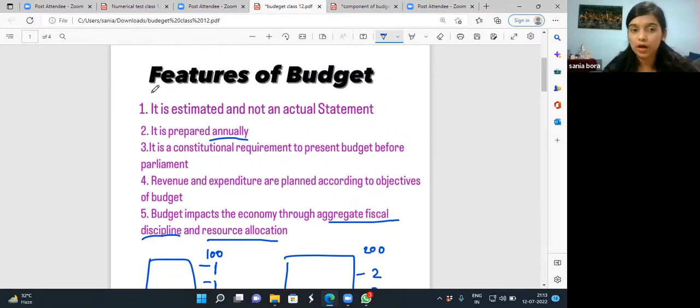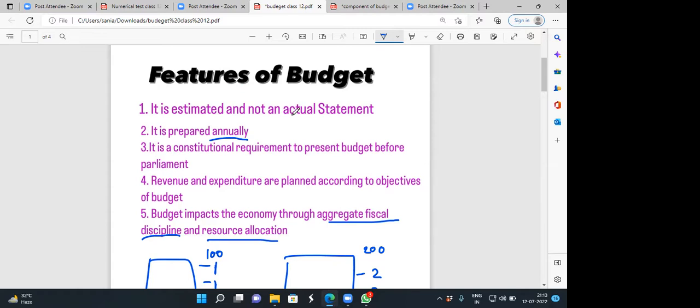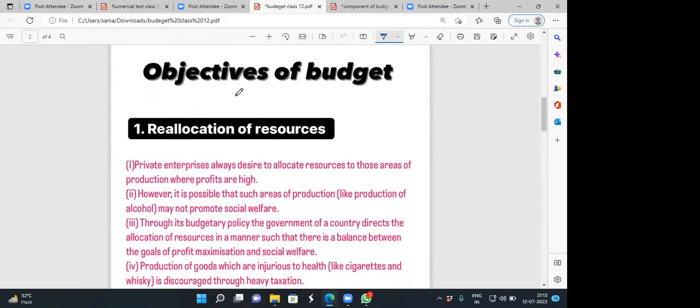Hope these points, the features of budgets, are clear. Everyone? Yes, Mahdi and Halima, it's clear. Okay. Good.